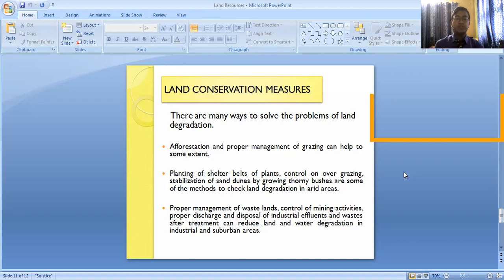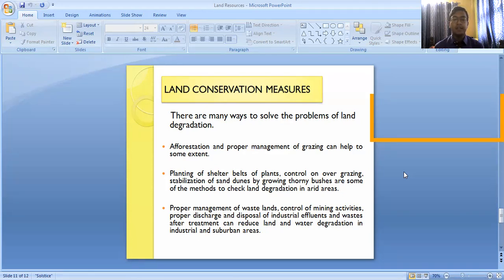Planting of shelter belts of plants, control of overgrazing, and stabilization of the sand dunes by growing thorny bushes are some of the methods to check land degradation in the arid areas. Even in the drier areas, the problem of land degradation can be sorted out by these measures, like planting of shelter belts, control on overgrazing, and stabilization of the sand dunes by growing thorny bushes.